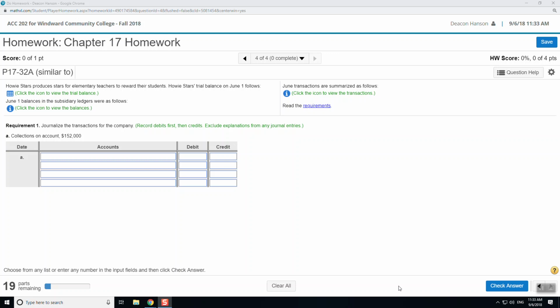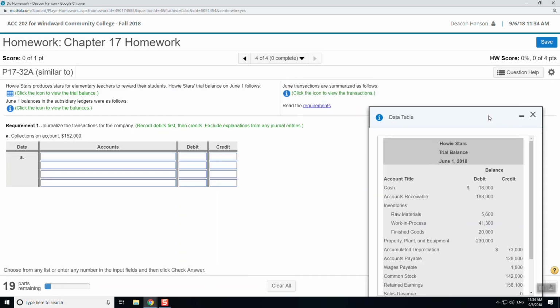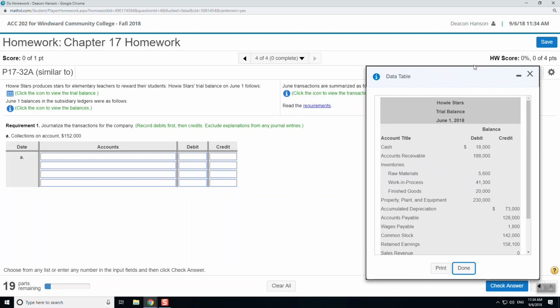Let's see. Problem 17-32A. It says, Howie Stars produces stars for elementary teachers to reward their students. So I guess it's like those stickers. This company makes these stars, okay? And they give us our June 1st trial balance. And from Accounting 202, you're probably pretty familiar with what a trial balance is.